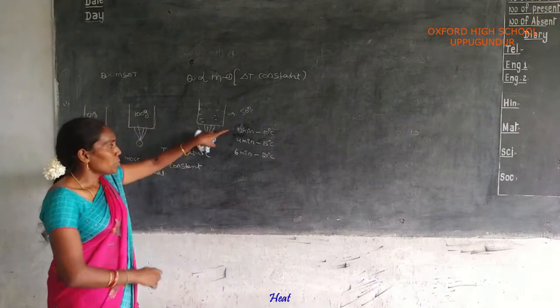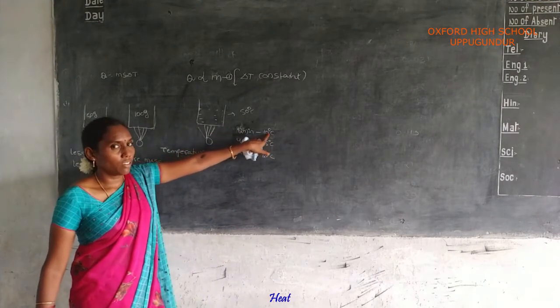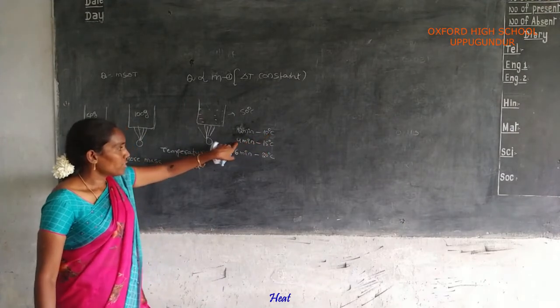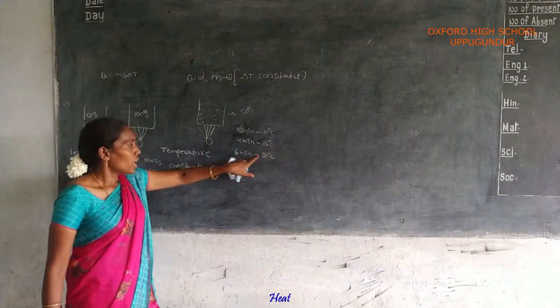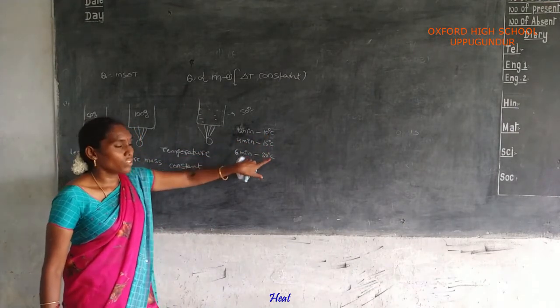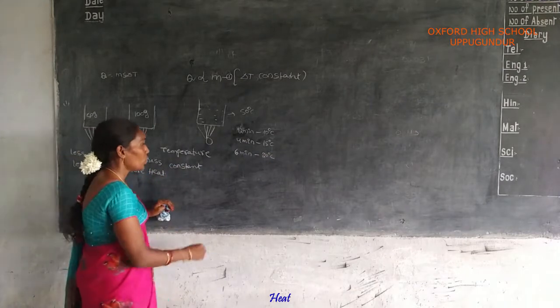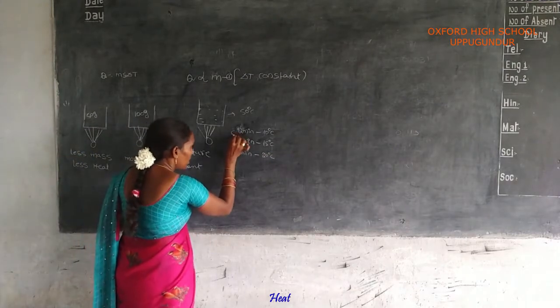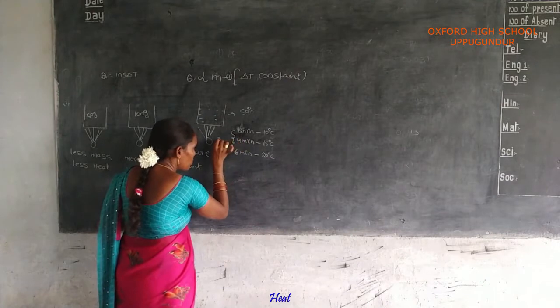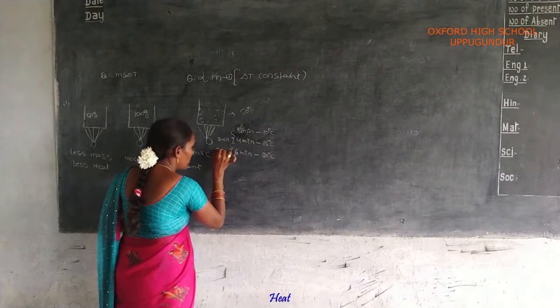Here the time is 2 minutes, temperature at 10 degrees centigrade. Time is 4 minutes, the temperature is 15 degrees. And time is 6 minutes, the temperature is 20 degrees. Here we have to clearly observe the differences between these two cases is 2 minutes. Here the difference is 2 minutes.